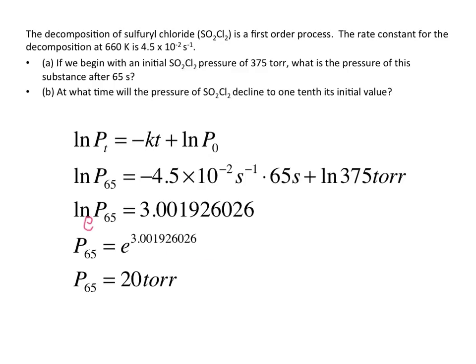3.001926026. Remember that for a natural log, the base is E. So to solve for the pressure after 65 seconds, you raise E to the 3.001926026 power. So in this case, the pressure of sulfuryl chloride after 65 seconds is going to equal 20 torr.